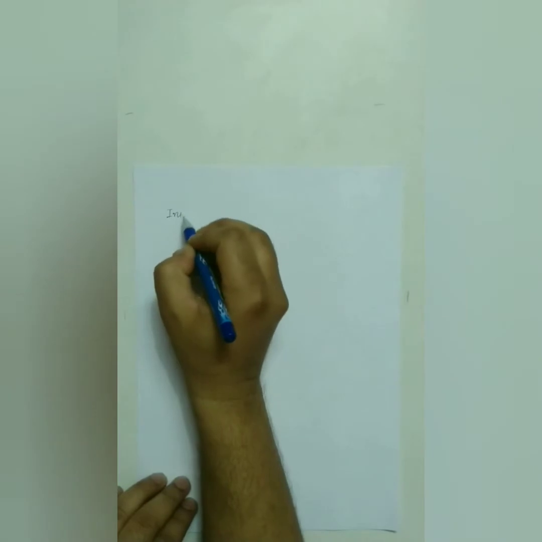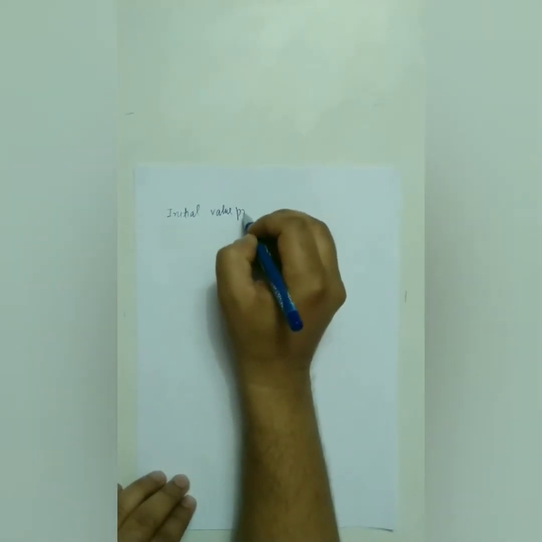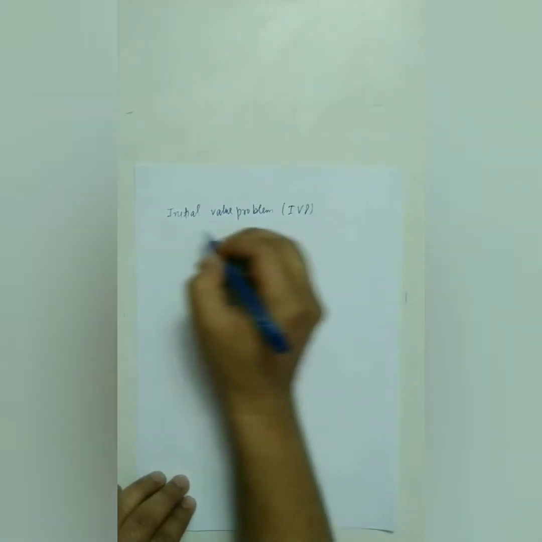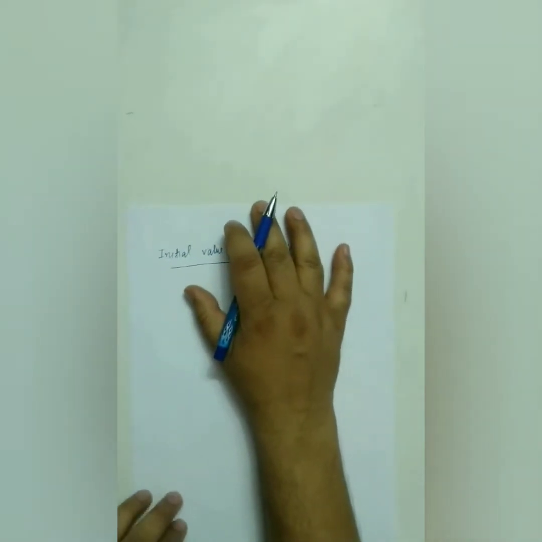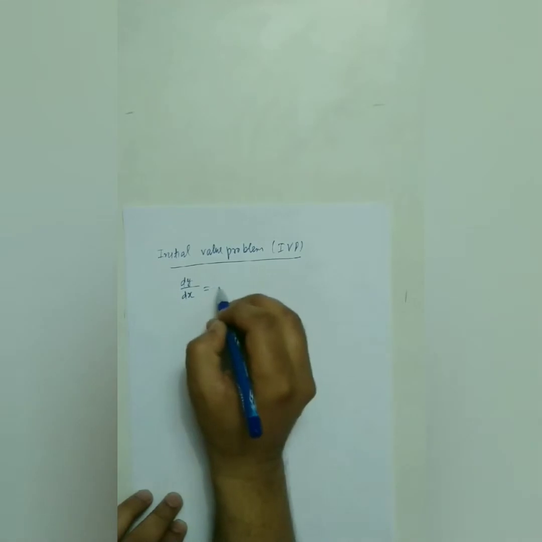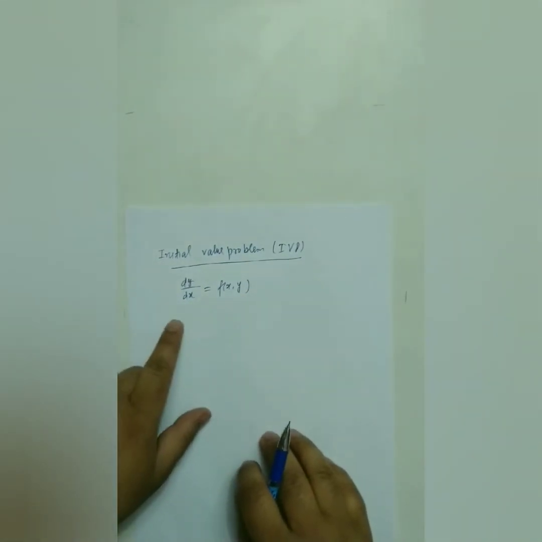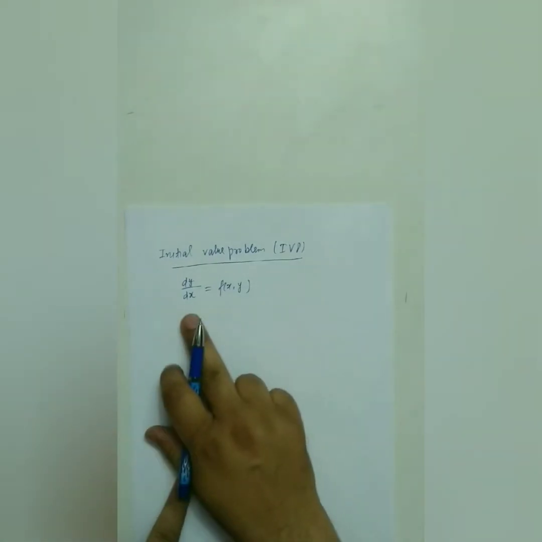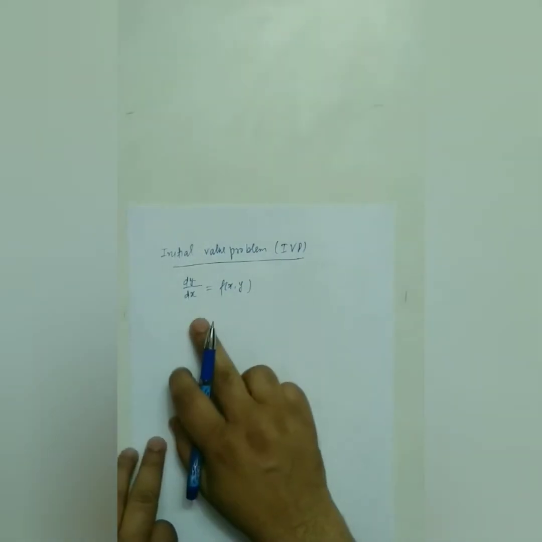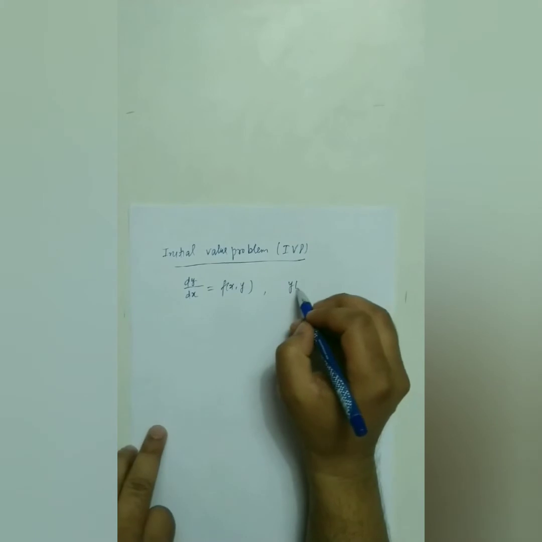What is an initial value problem? We will write it in short as IVP. Let us take a differential equation. Suppose we have dy/dx = f(x, y). This is a first order differential equation because on the left hand side we have dy/dx and on the right hand side we have a function of x and y. So this is a first order differential equation with some given initial condition.